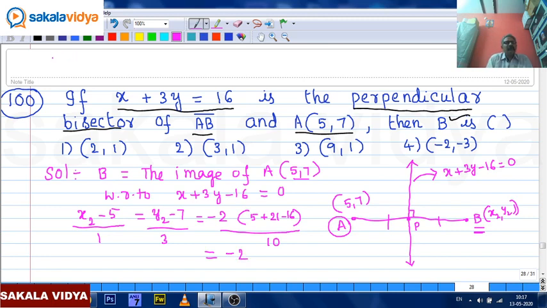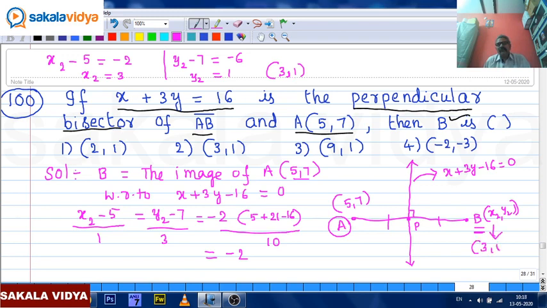So we get two equations. x2 minus 5 equals minus 2, one equation. The other equation is y2 minus 7 equals, observe carefully, 3 into minus 2, that is minus 6. Solving these two equations, x2 equals 3, y2 equals 1, that means 3 comma 1. So these coordinates are 3 comma 1, that means the second option is the right option.